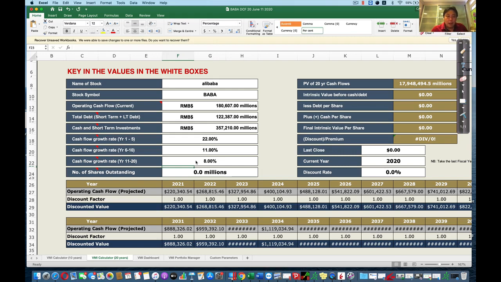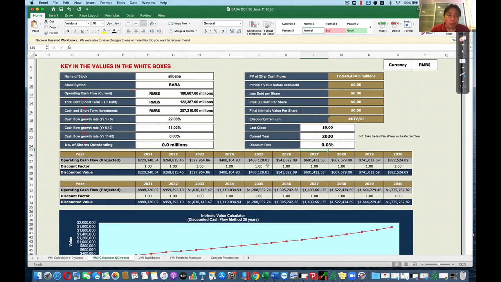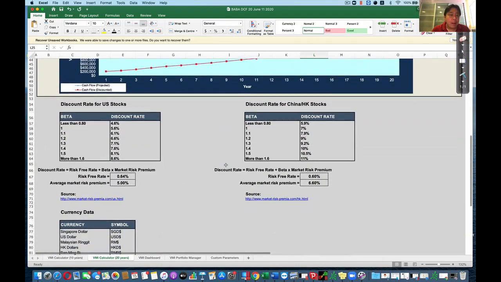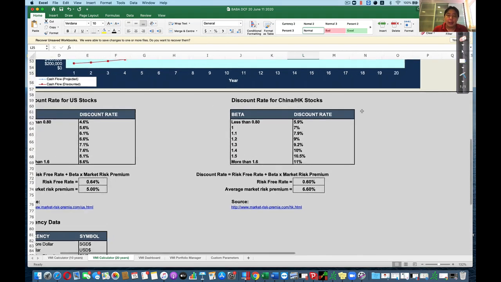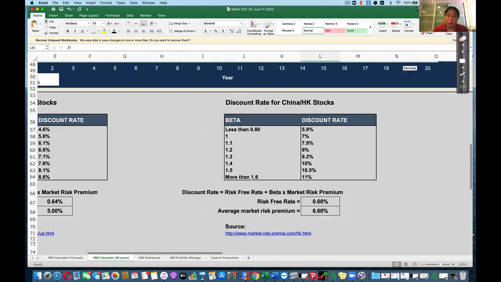Okay. Now, what's the discount rate that we use? All right, so for the discount rate, we scroll down and we look at this table, this quick reference table. Now, this is for China stock, so it's the one on the right, okay? So based on the beta of 1.56, the closest discount rate that we use would be 10.5% discount rate.